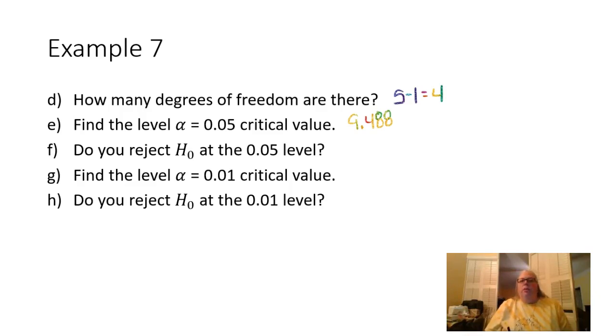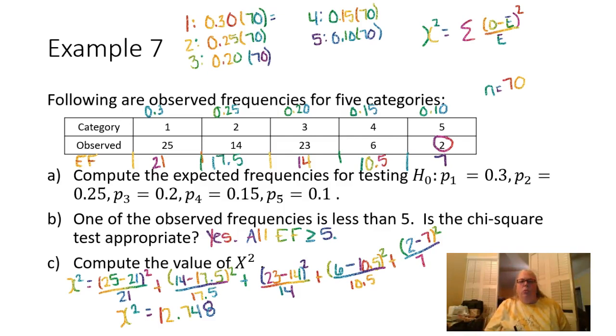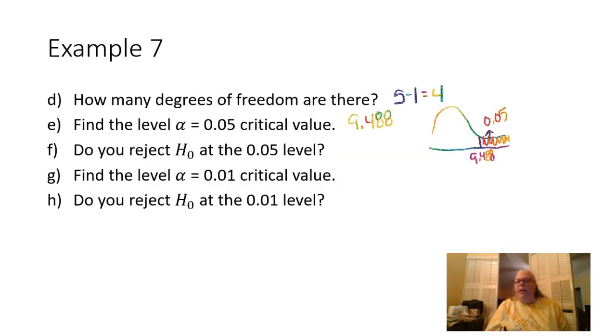Well, let's take a look at what's going on. We got our chi-squared distribution. We have our critical value right here at 9.488. And this area back here is 0.05. And the critical value we found on the previous page was 12.748. So on my picture, that's going to be back here. This does fall inside the shaded region, so yes, we are going to reject the null hypothesis.